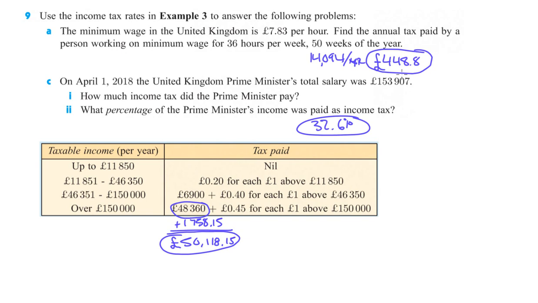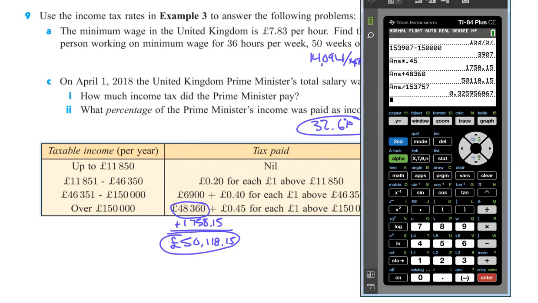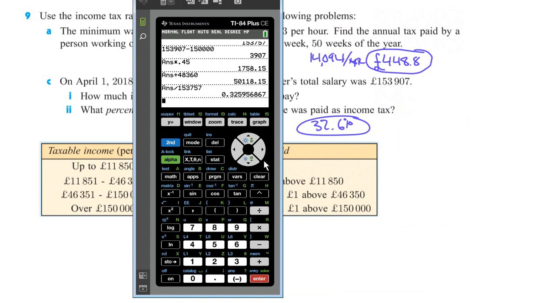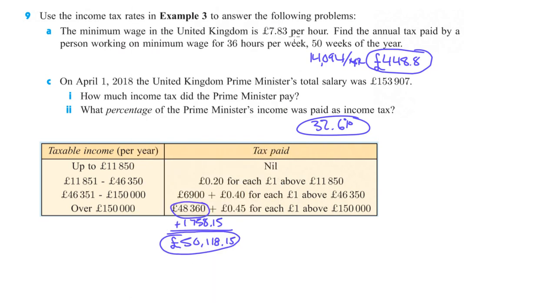Whereas back up here, the person didn't make as much, that's a much, much lower percentage. Not that they're asking, but let's just take a look. So for that percentage, we would take 448.8 and divide that by 14,094. And they only paid 0.03, so they paid about 3% of what they made into taxes, whereas this person paid 32.6%. So it's just the way taxes work.